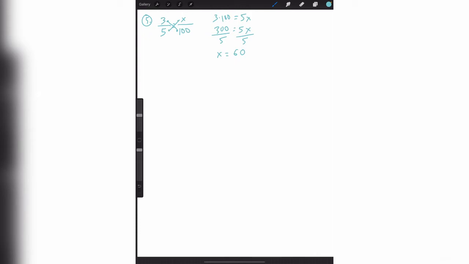So another way that people draw this, a lot of times people also circle them and say, all right, I'm going to do 3 times 100 and set that equal to 5 times x. All right, so we're going to set up these proportions and we're going to solve here.